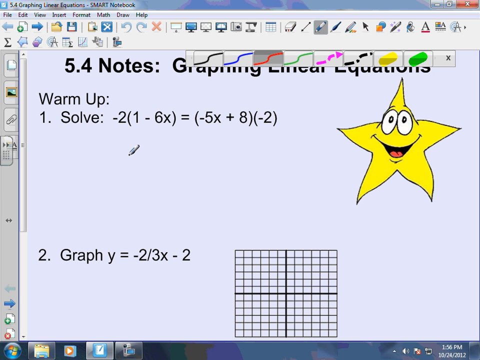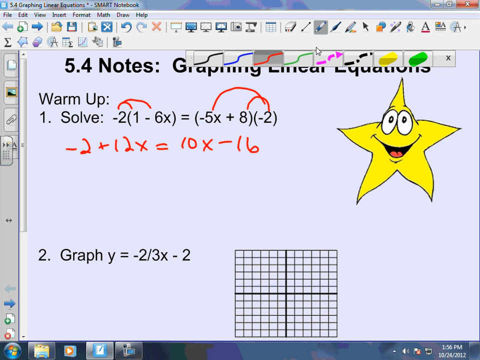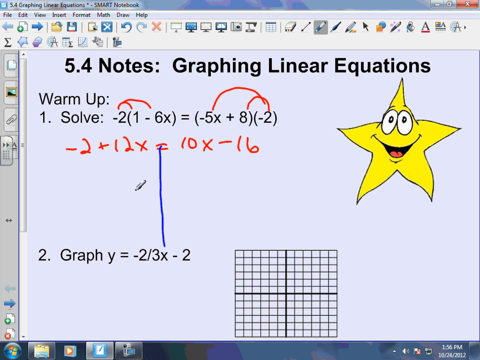Okay, the warm-up here, we have to distribute the negative 2. Negative 2 plus 12x equals 10x minus 16. I have to distribute the negative 2 here also. We always want to move the smallest number with an x. That means I subtract 10x to both sides.